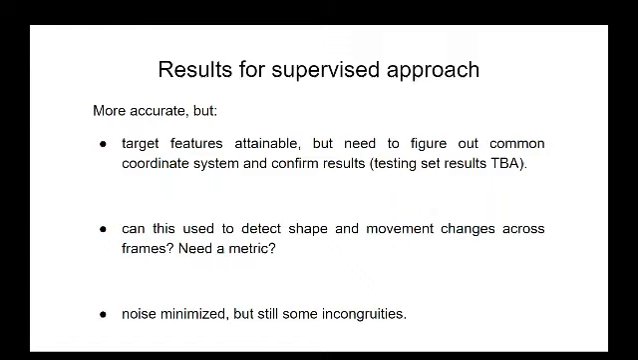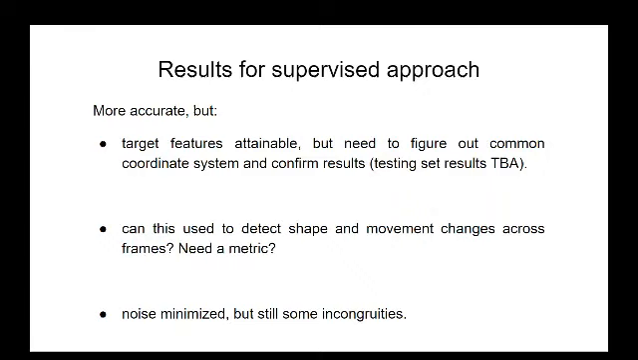We talked about the target features being attainable, which they are, but we now need to figure out a common coordinate system and to confirm the results. We didn't do the testing phase yet. What you saw there was the training phase. We took a bunch of images, put them into this deep learning system, defined some parameters for the features, and it gave us the features, so it can classify things according to those features. But there wasn't a lot of variation in the images, so we can't generalize very much from this. The testing set, which is forthcoming, should allow us to do this a little bit more broadly.